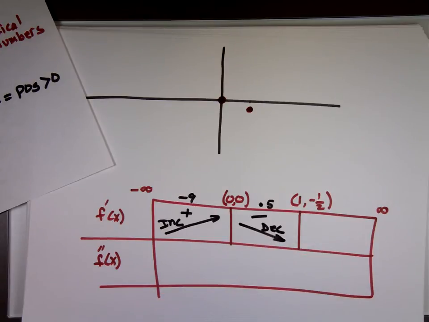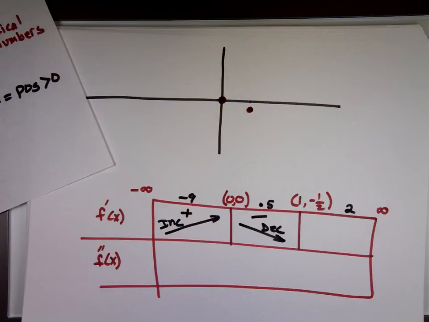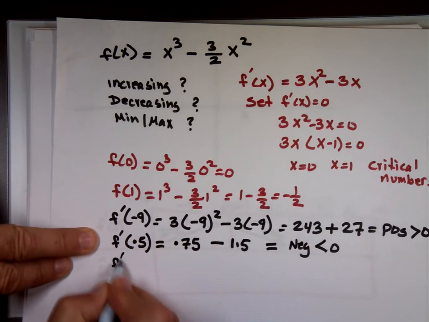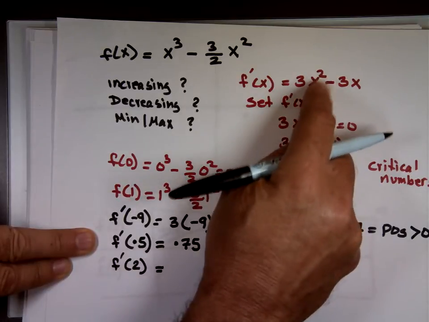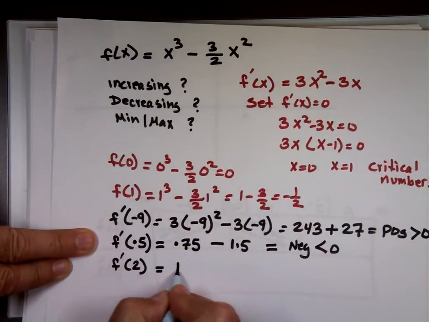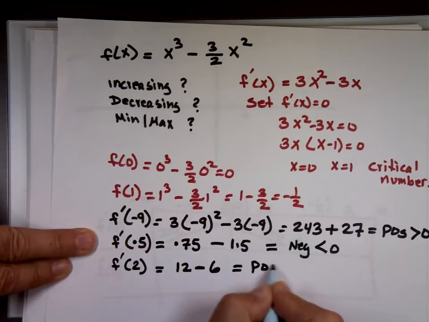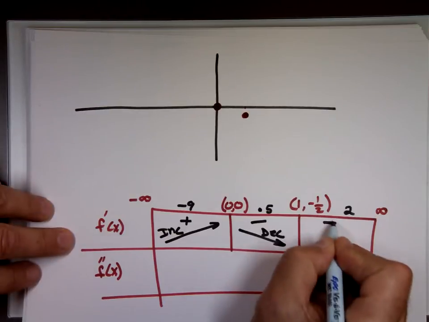And let's pick a point after the 1. Again, a reasonable number. Maybe we'll use a 2 here before George gives me 27. So I'll use a 2 there. What's the derivative at 2? Two squared is what? 4. 4 times 3, which is 12. Minus 6, positive or negative? Positive, that's greater than 0. Increasing.